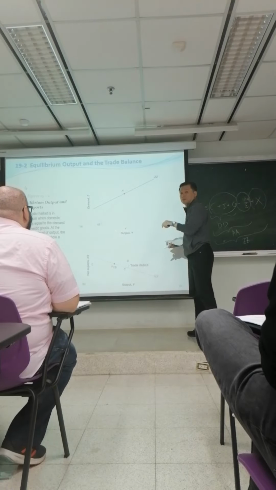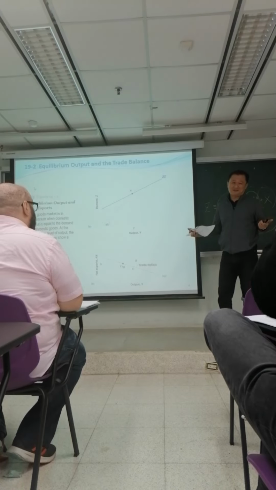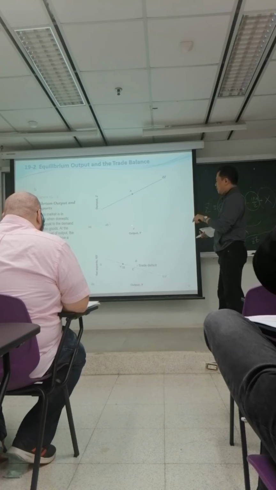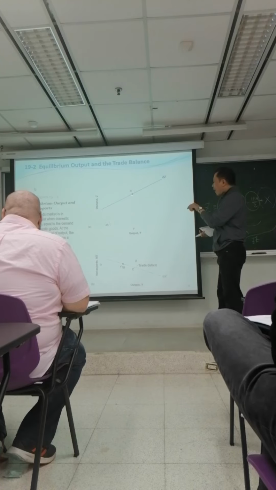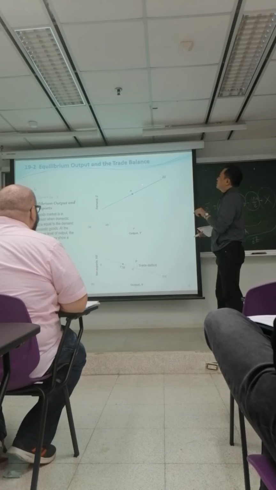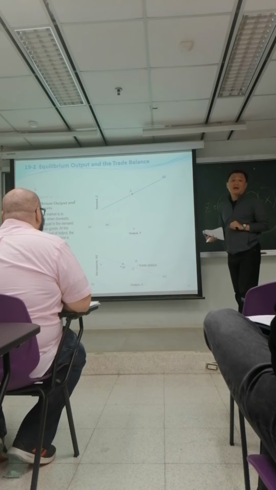The equilibrium in goods market. We did that before, many times. Okay? And then we will be able to find what? We will be able to find whether we have trade deficit or surplus corresponding to this equilibrium output level.